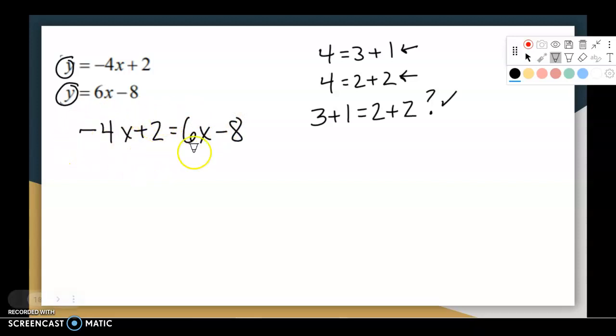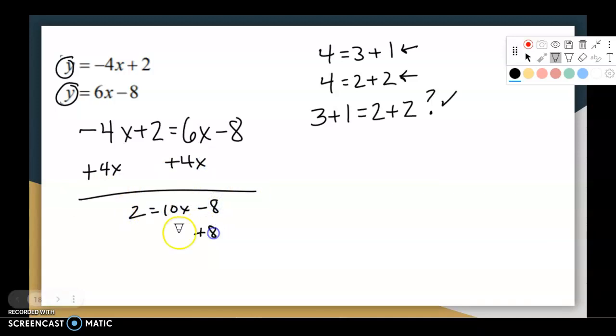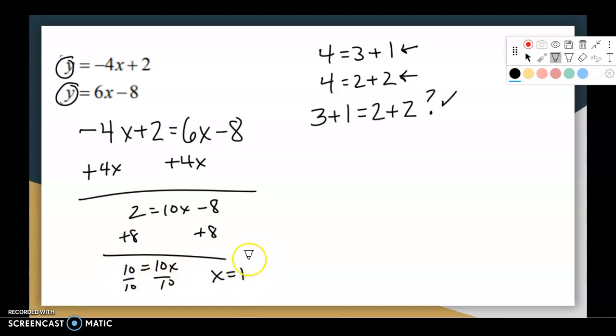And now I need to solve this equation for x. So I'm going to move the smaller x. I'm going to add 4x on both sides, and I have 2 is equal to 10x minus 8. I'm going to add 8, trying to get x alone. 10 is equal to 10x, and divide both sides by 10, and I have x equals 1. Now, that's great. I have x equals 1. But remember, your final solution has to be a point. It has to have an x and a y. I know the x coordinate is 1. I need the y coordinate.